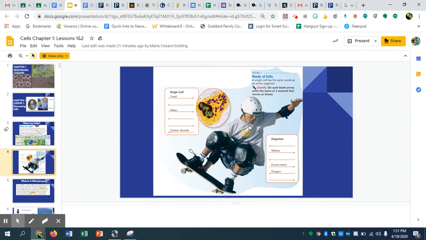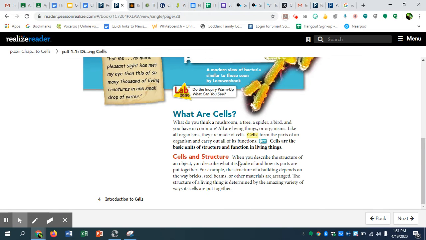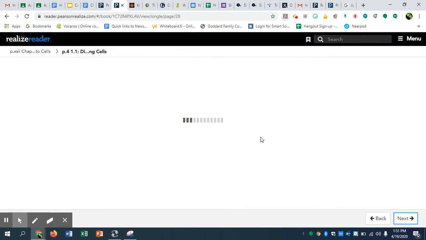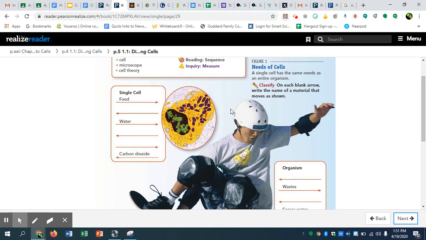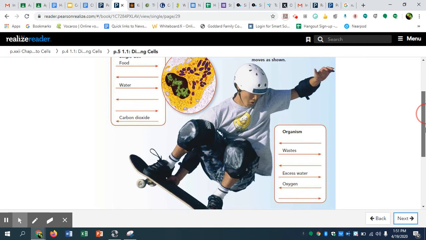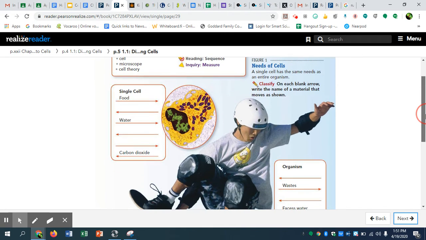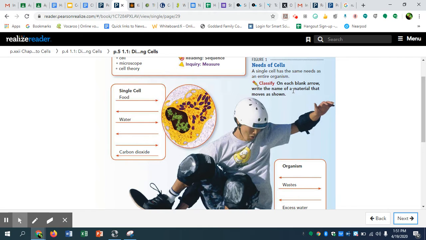The picture is really small and it's a little blurry, so I'm going to go over to page 5 of our workbook. If you clicked on it, you can join me here too. And this is figure 1. Figure 1 says, a single cell has the same needs as an entire organism.